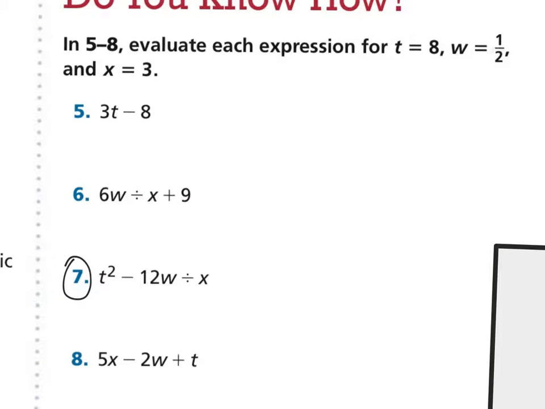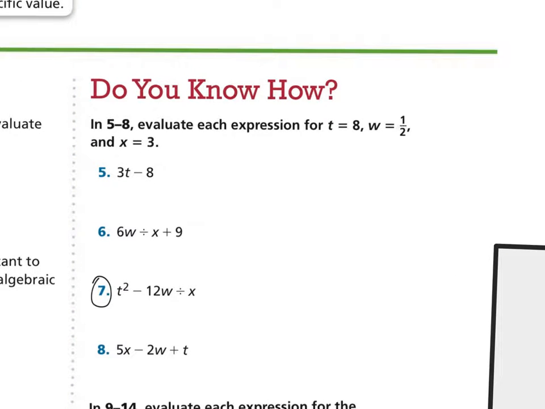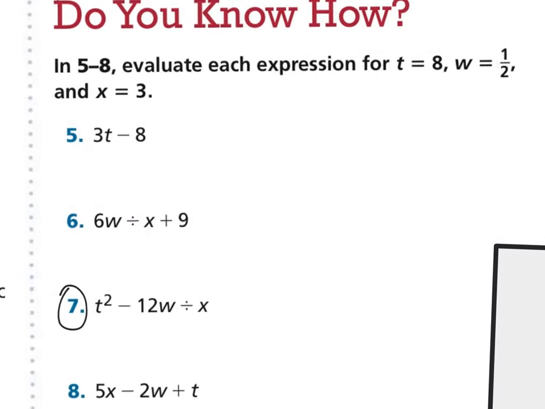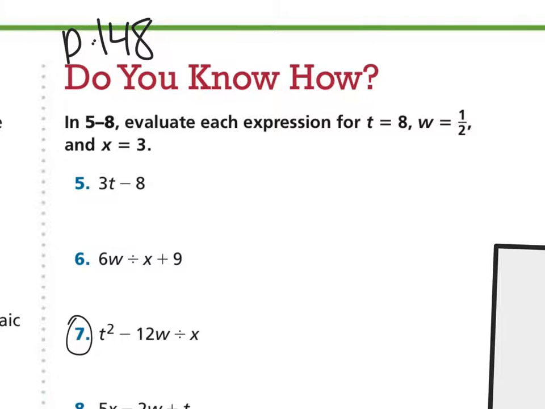Continuing on lesson 3.5, evaluating algebraic expressions. This is looking at page 148. Alright, so we talked about evaluating expressions. Basically, we're going to substitute numbers in place of these variables and then work this out using order of operations. So for number 5, 3t minus 8, that means 3 times t minus 8. So we could say 3 times 8 minus 8.